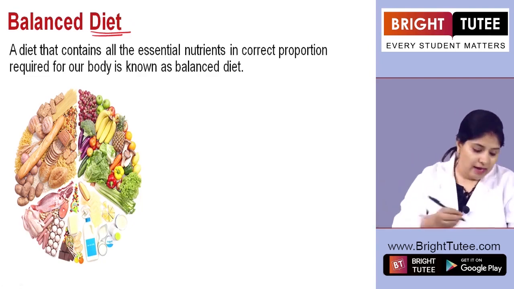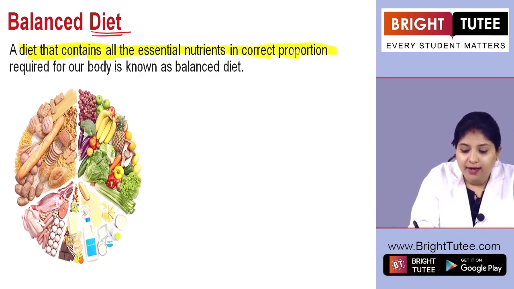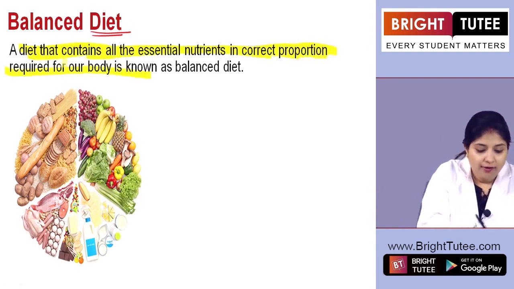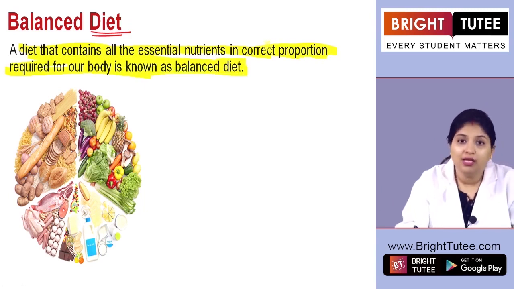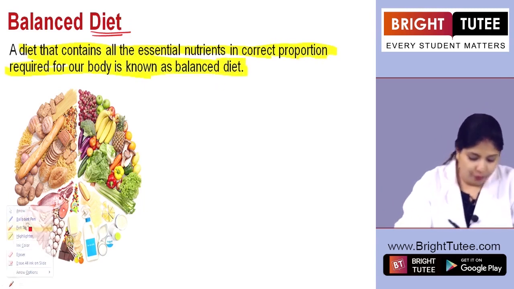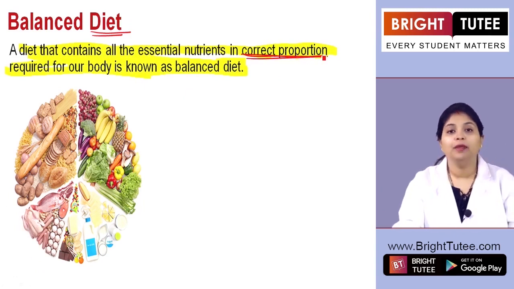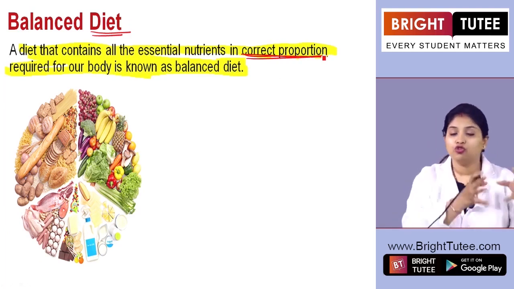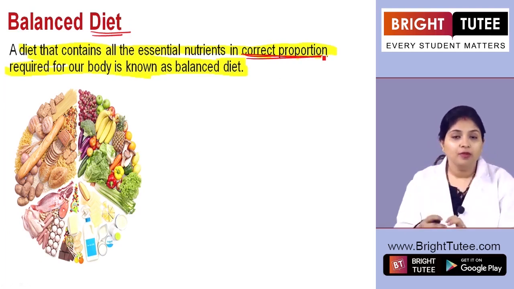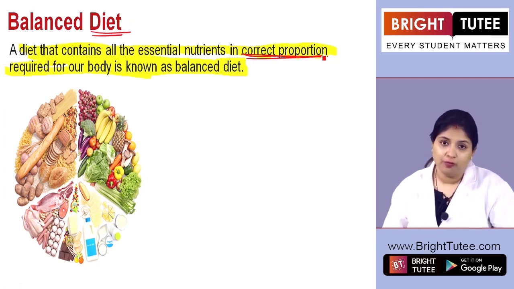So what is a balanced diet? A diet that contains all the essential nutrients in correct proportion required for our body is known as the balanced diet. Over here the key word is correct proportion, right? So whatever nutrient that we have should be in proper proportion. That means energy giving food should be in some proportion, then vitamins and minerals should be there, and also protein should be there, right?